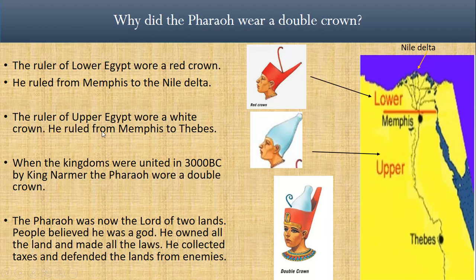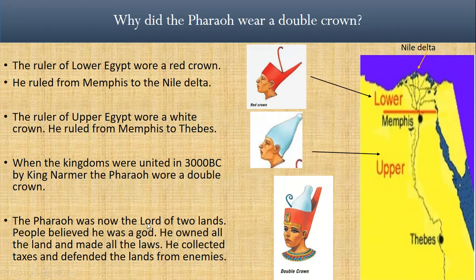The ruler of Upper Egypt wore a white crown. He ruled from Memphis to Thebes. So all here is Upper, and this is where he ruled. When the kingdoms were united in 3000 BC by King Nama, the Pharaoh wore a double crown. And it looks like that one got put on top of that one.